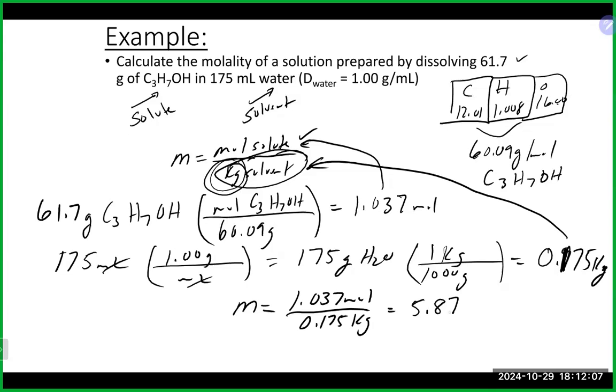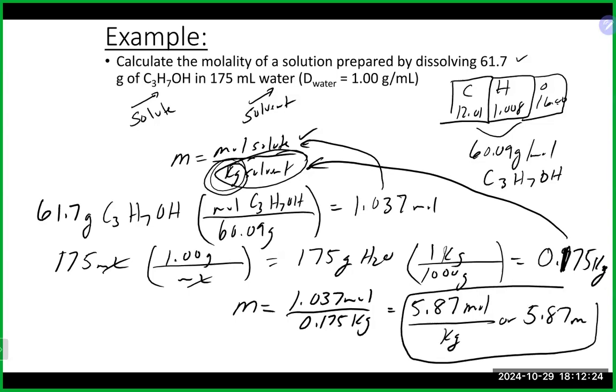5.87. Now, in terms of the units, it is very much like molarity. You could really leave it one of two ways. You could leave it with the two units, moles per kilogram. Or just like molarity, you can just put a little m next to it, and that would be molality. So you could do it either way in this case. Any questions on that one there?